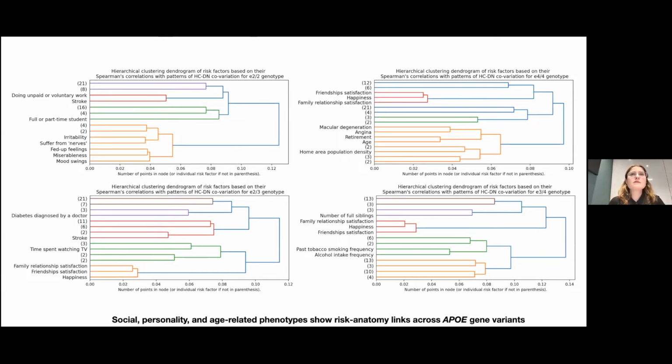In comparison, if we look at E4, E4 homozygotes, we see the early branching of age-related phenotypes, such as macular degeneration, angina, retirement, and age, which could suggest that these age-related phenotypes are more important or characteristic of E4, E4 homozygotes.